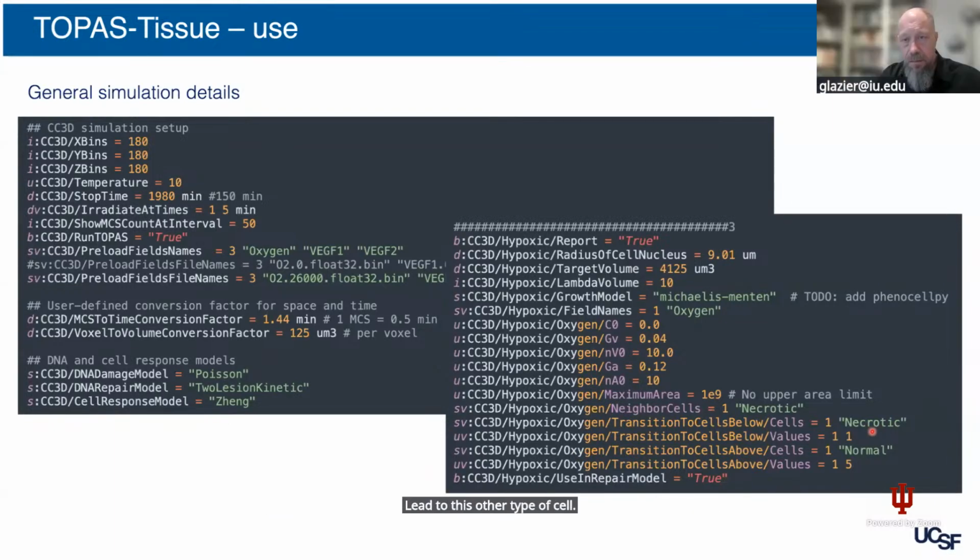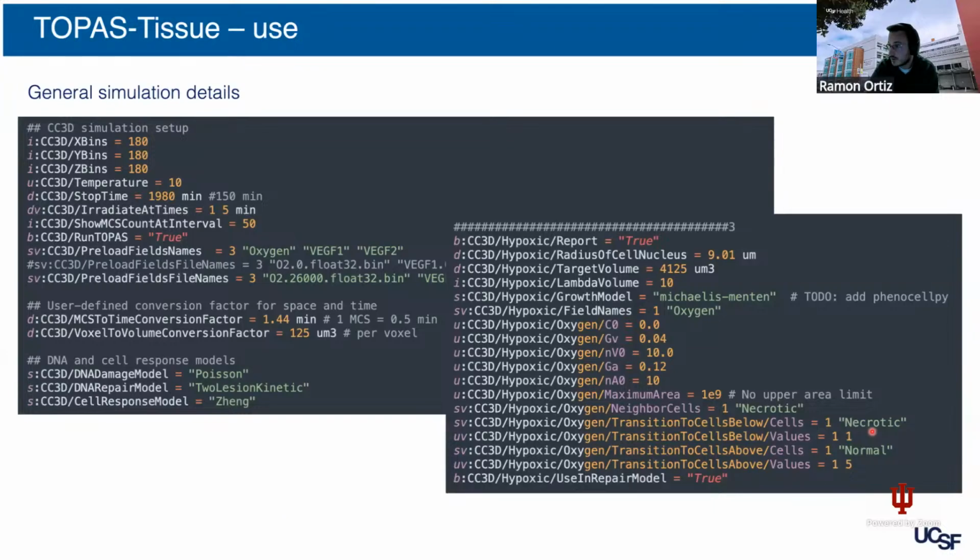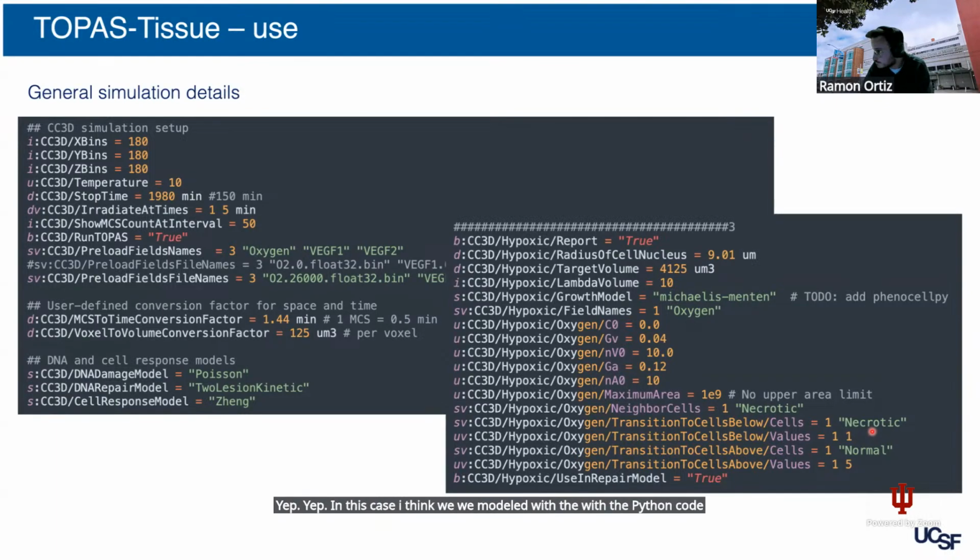So that would then basically compile to a line of Python that would be in a loop that checks whether that condition is true for that cell type at a given time. Yeah, in this case, I think we modeled with the Python code in Computational.